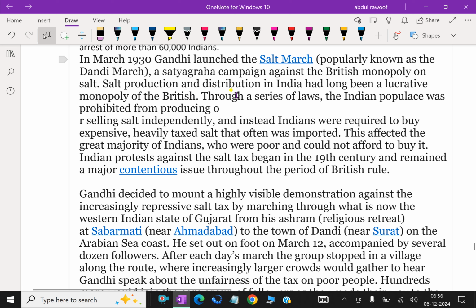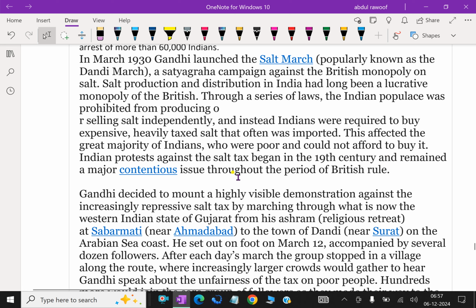Salt production and distribution in India had long been a lucrative monopoly of the British. Through a series of laws, the Indian populace was prohibited from producing and selling salt independently. Instead, Indians were required to buy expensive, heavily taxed salt that often was imported. This affected the great majority of Indians who were poor and could not afford to buy it.